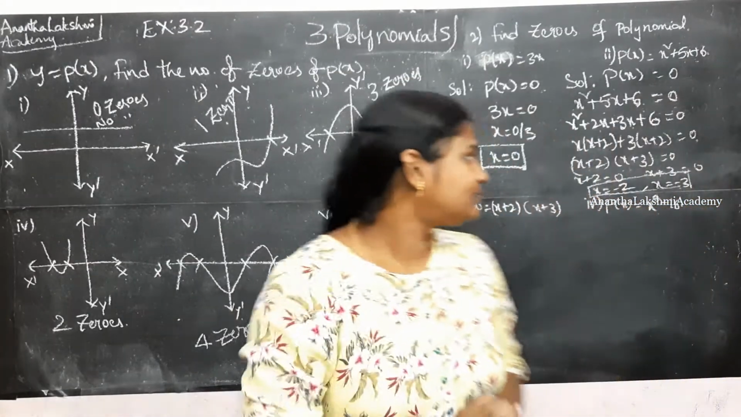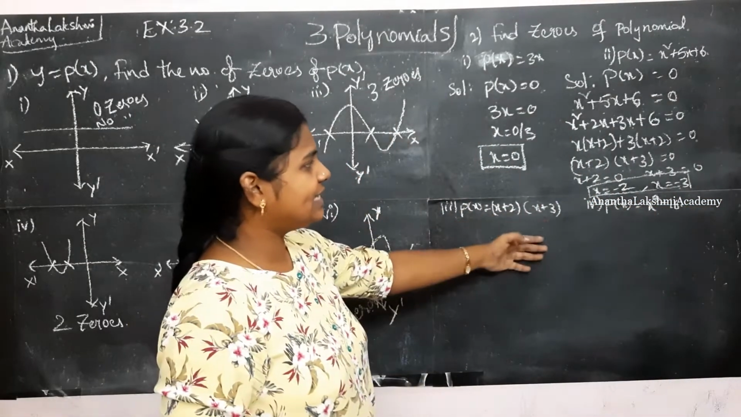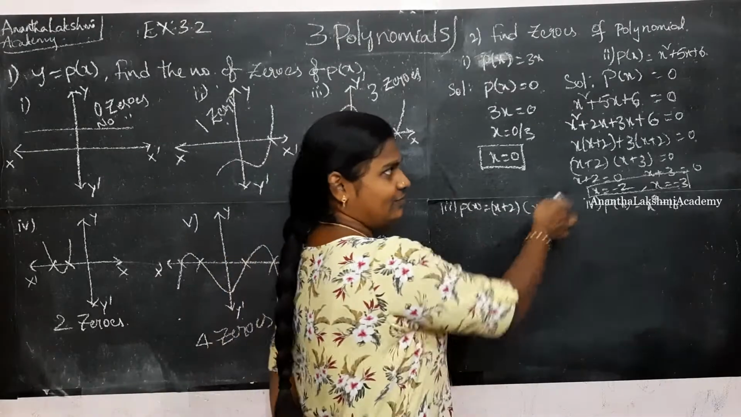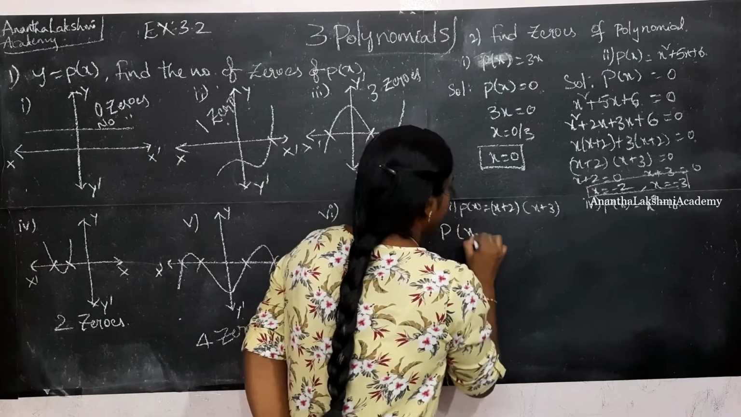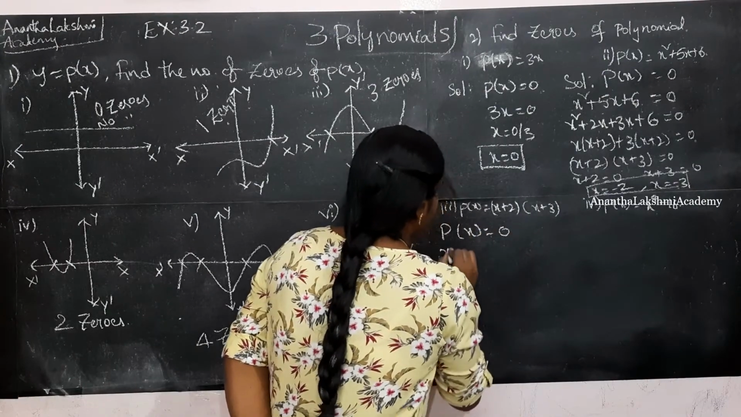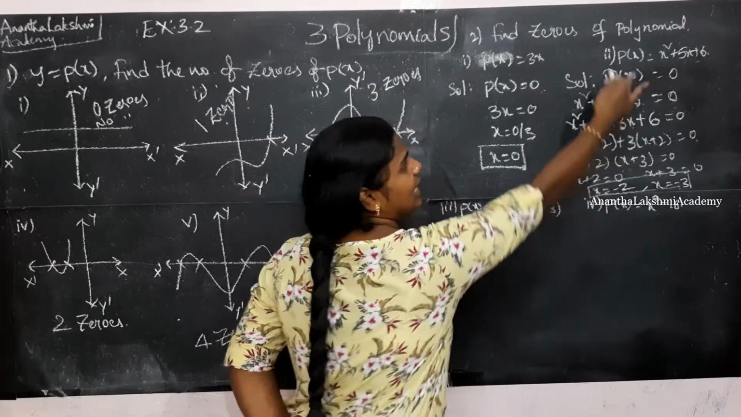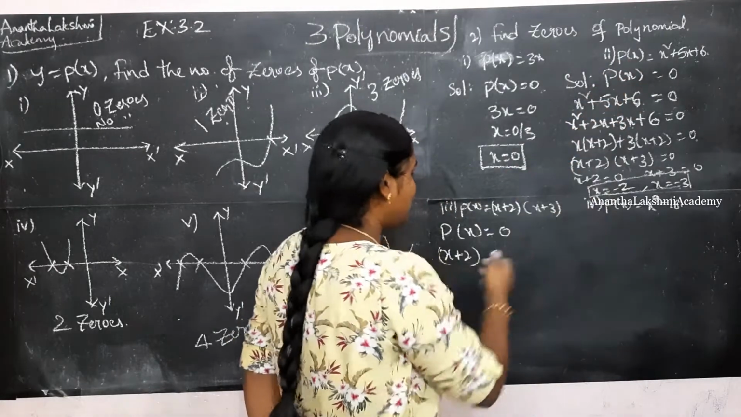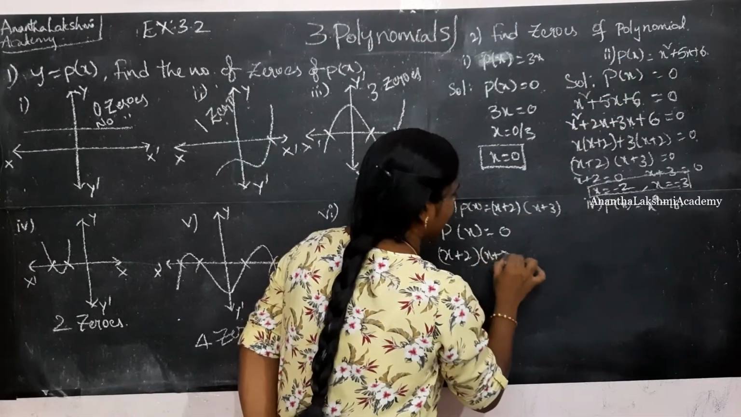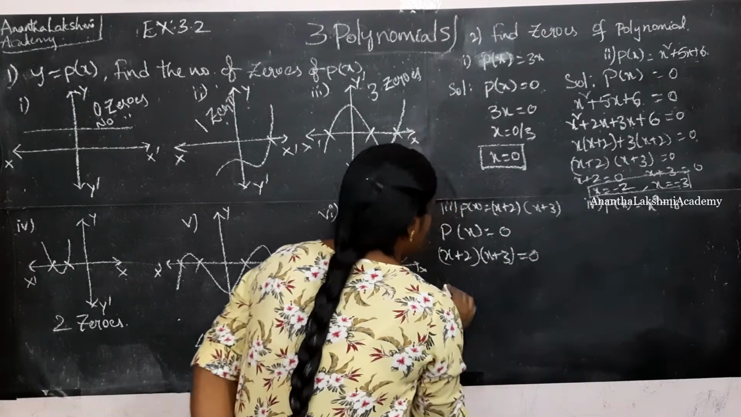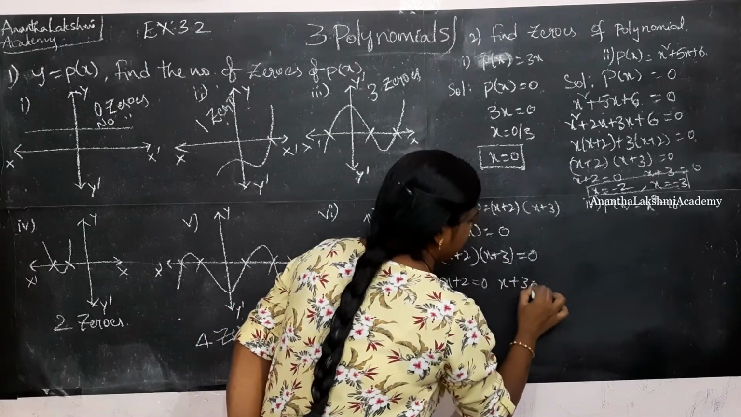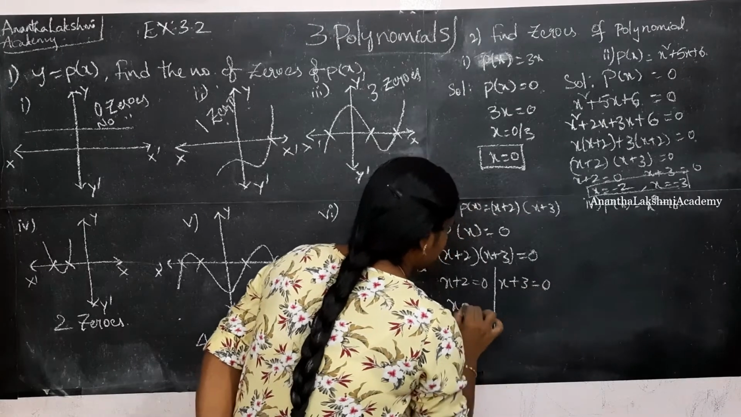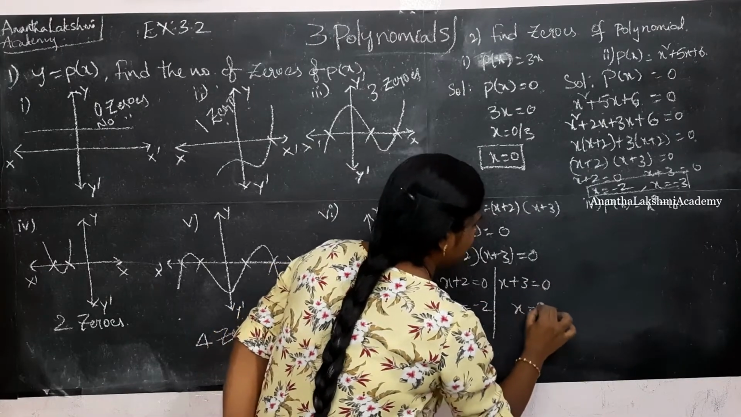Alright. So coming to the third bit, it is directly given like the one which we have just solved. So p of x is equal to 0. There he gave the expression as a polynomial. Here he gave it in the factorization form. Just equate it to 0. x plus 2 is equal to 0. x plus 3 is equal to 0. x is equal to minus 2. x is equal to minus 3.